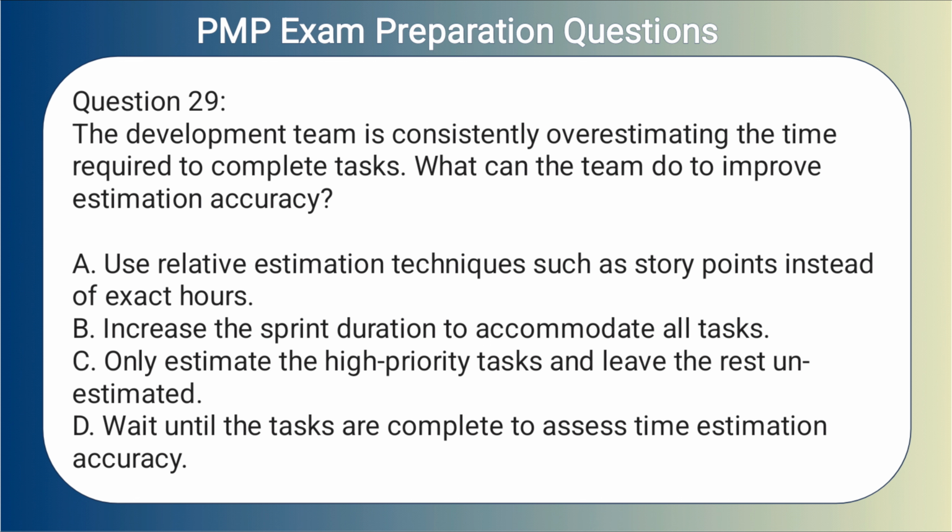A. Use relative estimation techniques such as story points instead of exact hours. B. Increase the sprint duration to accommodate all tasks. C. Only estimate the high-priority tasks and leave the rest unestimated. D. Wait until the tasks are complete to assess time estimation accuracy.